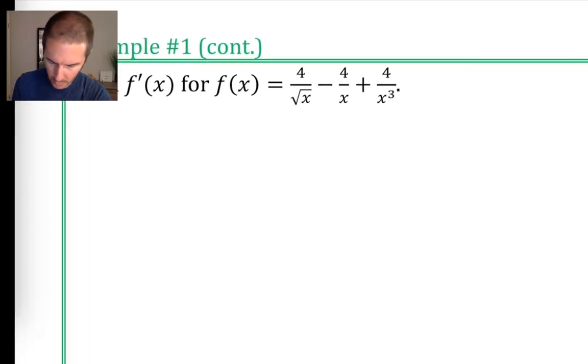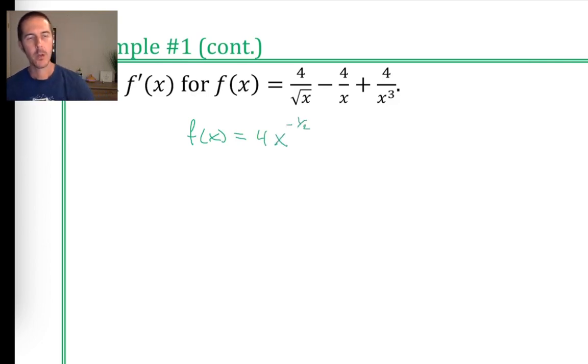All right, f prime. I need a different color. I'm going to mix it up every once in a while. f prime of x is equal to, oh no, I'm not going to do that. Let's just write f of x. Let's rewrite our function. And I'm going to write this as 4 times x to the negative 1/2. Now remember that a variable to the 1/2 power is the same thing as a square root.